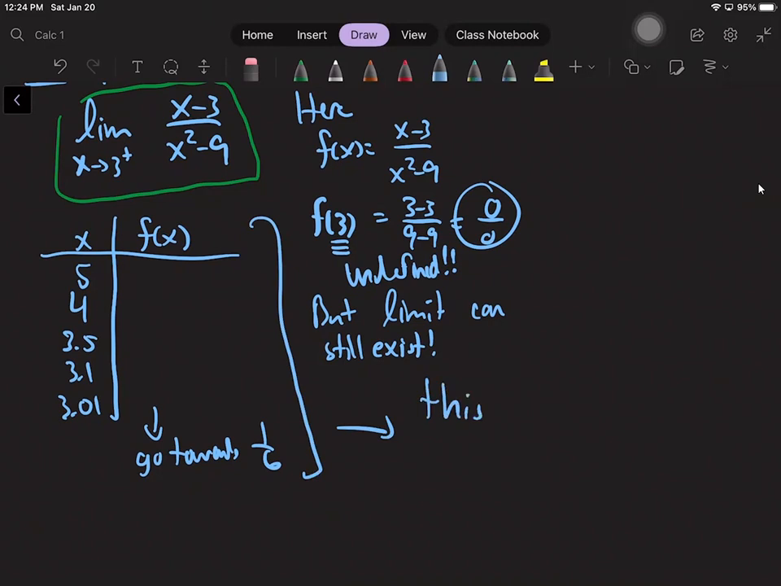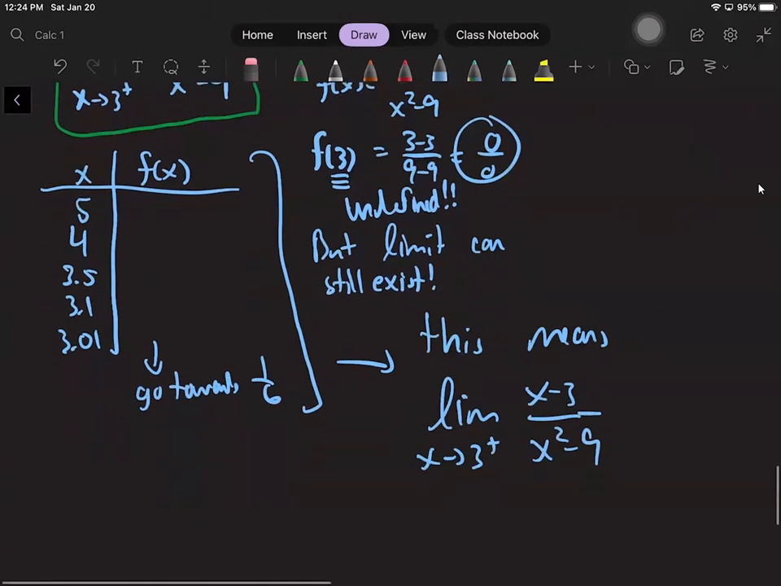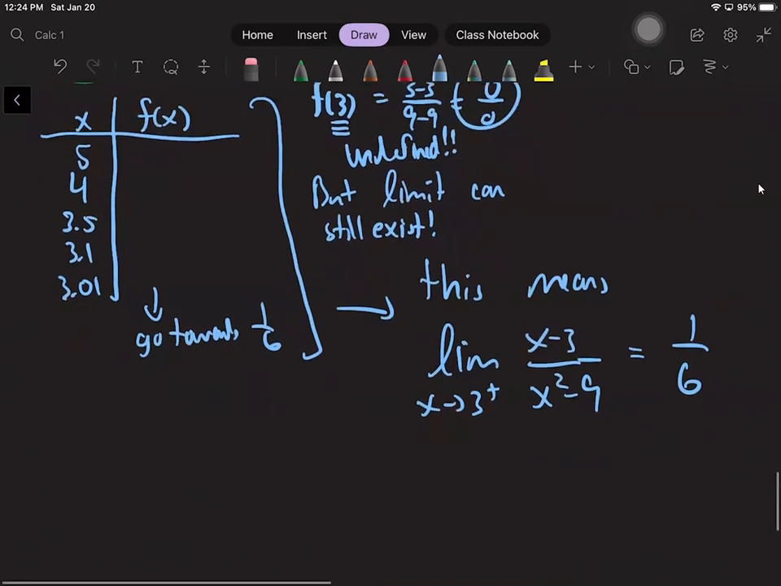okay, this means that the limit as x goes to 3 from the right. So as you plug in x values going towards 3 from the right-hand side, this function that we have here, although we cannot plug 3 directly into it, we can say that the values go towards 1/6. Okay, plugging in 3 does not give you 1/6, but the values get closer and closer to 1/6 as you plug in numbers closer to 3. Okay, that's what this says.